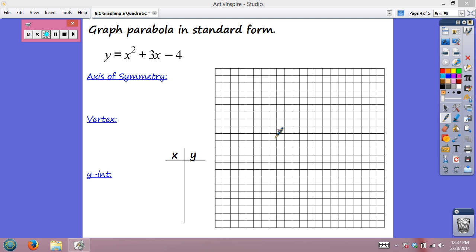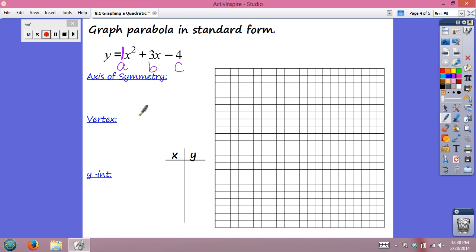Okay, our next example is y equals x squared plus 3x minus 4. Once again, the first thing I'd like you to do is label your a, b, and c values. A is invisible here, which must mean it's a 1. So our axis of symmetry formula, if you remember, is -b over 2a. Plugging in our values, we'll get a negative, our b value is 3, over 2 times our a value, which is 1.